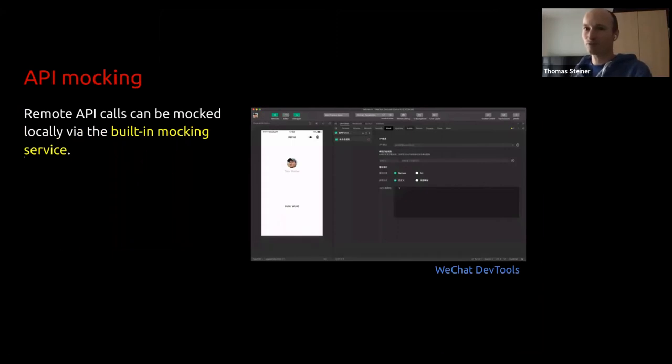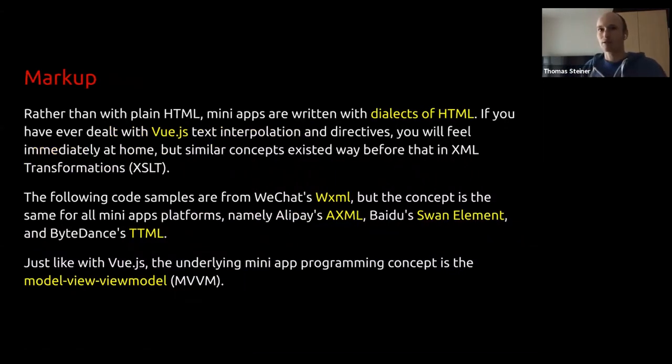Something that I found very helpful in just getting up quickly is API mocking. They extended Chrome DevTools by adding a mocking section, so you can have remote calls that you just mock locally. You don't have the server, you don't have to build the server. You can just work with the mocked API values locally. Pretty cool.